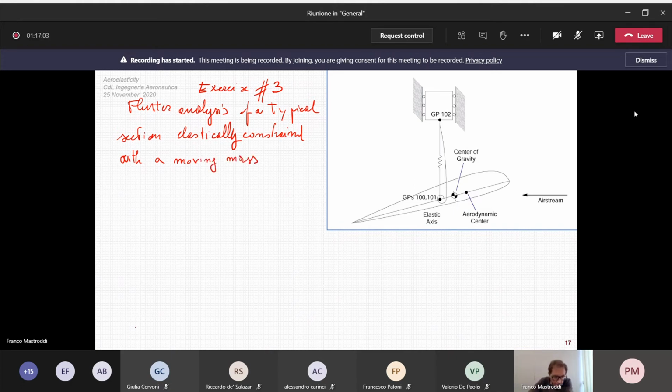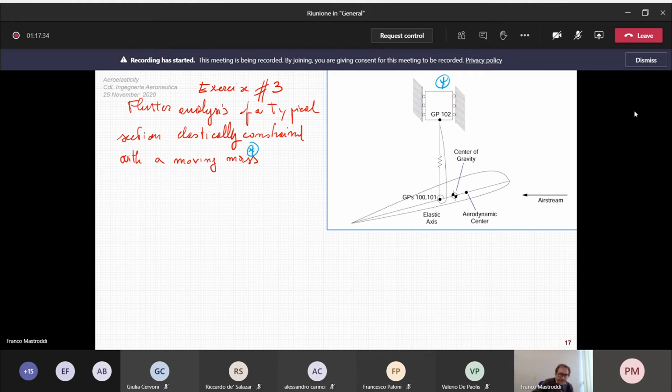In particular, this point here: you have this moving mass, vertically moving, elastically constrained to an airfoil. And this vertical moving mass has the role of a fuselage. So this element is an element of novelty with respect to the previous exercise.